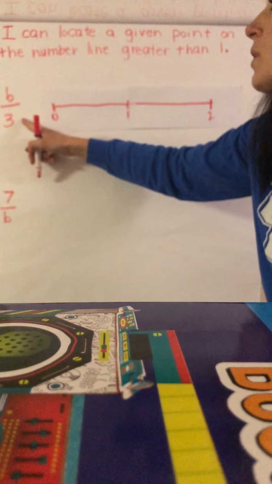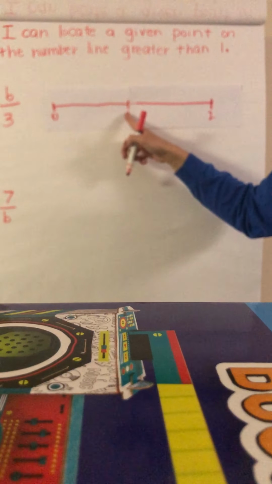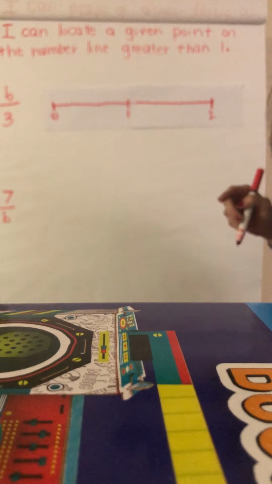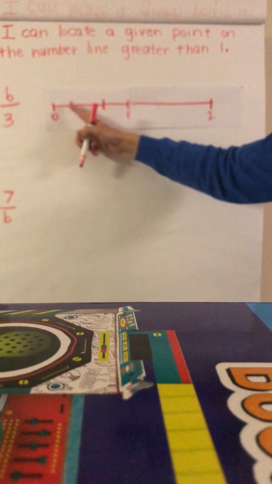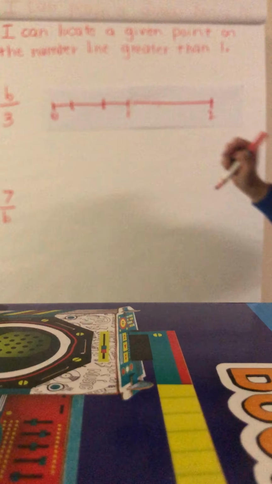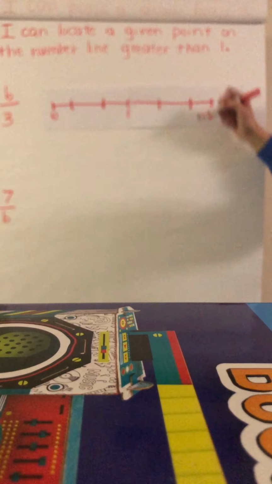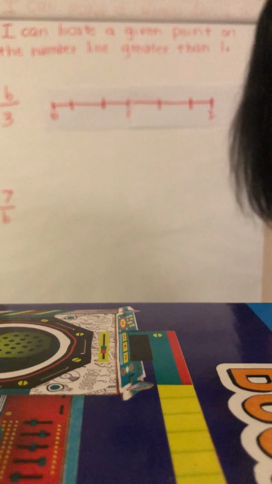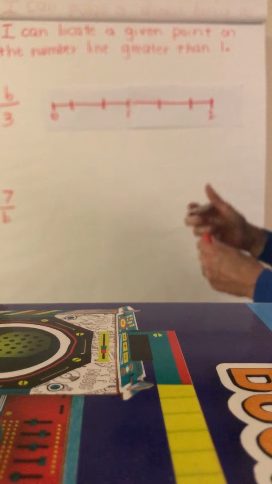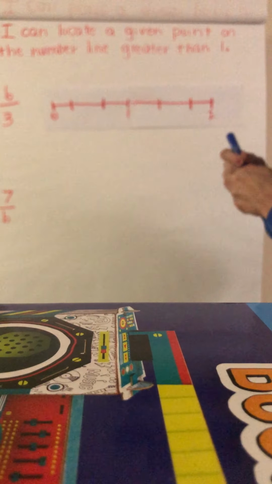Again, the denominator 3 tells me that I'm going to partition my whole from 0 to 1 and from 1 to 2 into thirds. So let's do that. Okay, I've partitioned here. Then I'm going to partition this whole from 1 to 2 into thirds. Now, let's start labeling our hash marks to find out where 6/3 would be located on this number line.